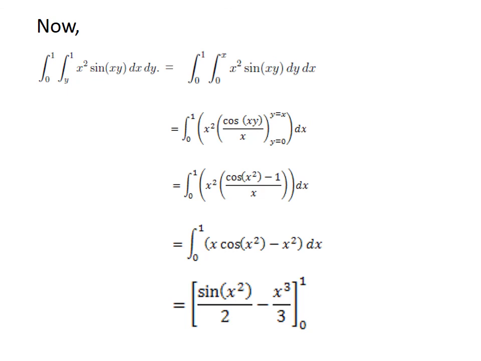Again you can integrate by using the substitution method. Put x square as u in the first part. You will get 2x dx is du. So du by 2 and simplify the integration procedure. Second term x square integral is x cube by 3. Substitute the limit, you will get a finite number.